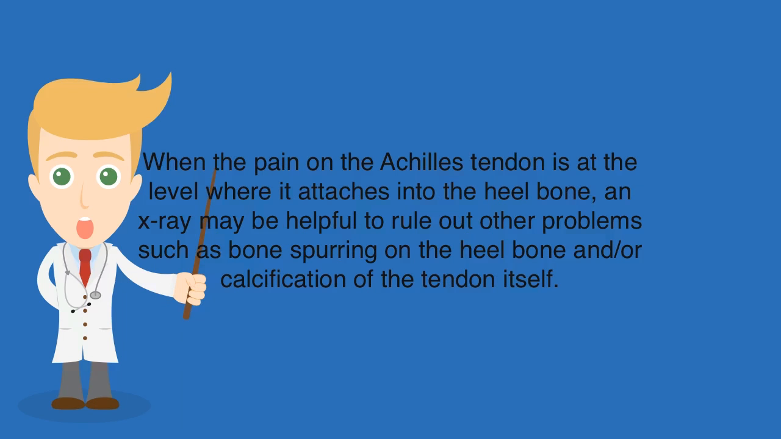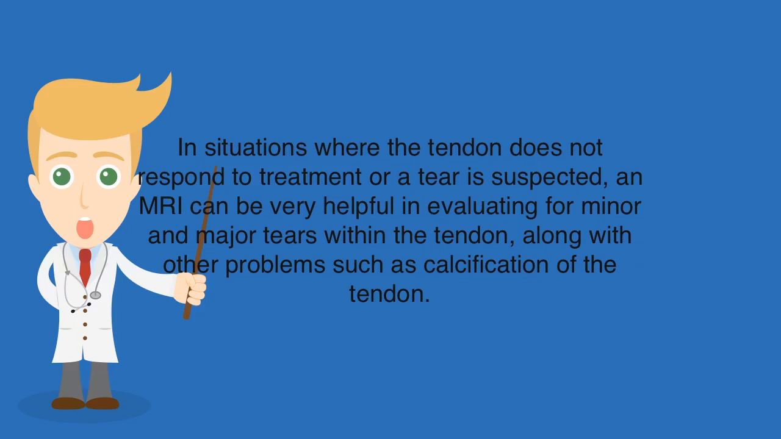When the pain on the Achilles tendon is at the level where it attaches into the heel bone, an X-ray may be helpful to rule out other problems such as bone spurring on the heel bone and/or calcification of the tendon itself. In situations where the tendon does not respond to treatment or a tear is suspected, an MRI can be very helpful in evaluating for minor and major tears within the tendon, along with other problems such as calcification of the tendon.